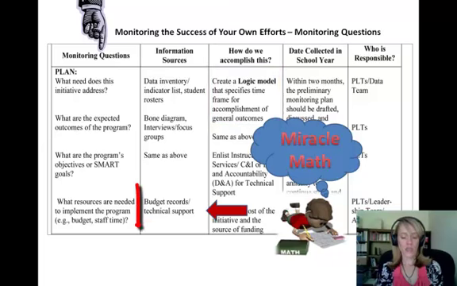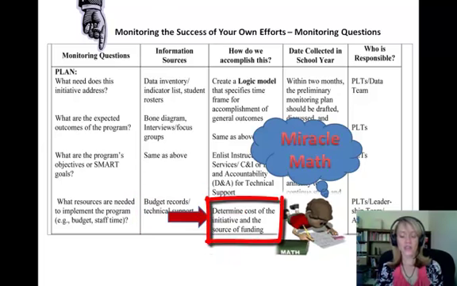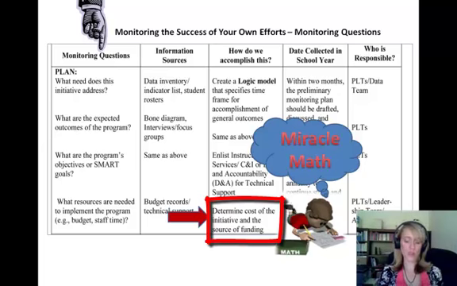Next, examine budget records to answer the question, what resources are available, and determine the cost of your initiative and the source of funding. This information may be available through Oracle. Remember, school staff are a resource, so you may want to capture their time as well as know any extra support that may need to be hired.